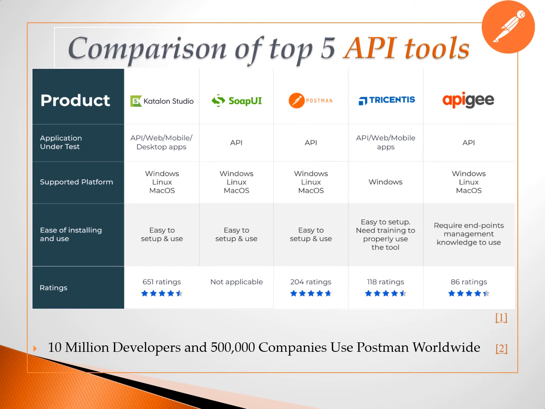Here we can see the comparison of the top 5 API tools, and those are Katalon Studio, SoapUI, Postman, Tricentis Tosca, and Apigee. So as I said earlier, Postman is one of the popular ones, which is listed in the top 3, and nearly 10 million developers and 500,000 companies are using Postman worldwide nowadays.